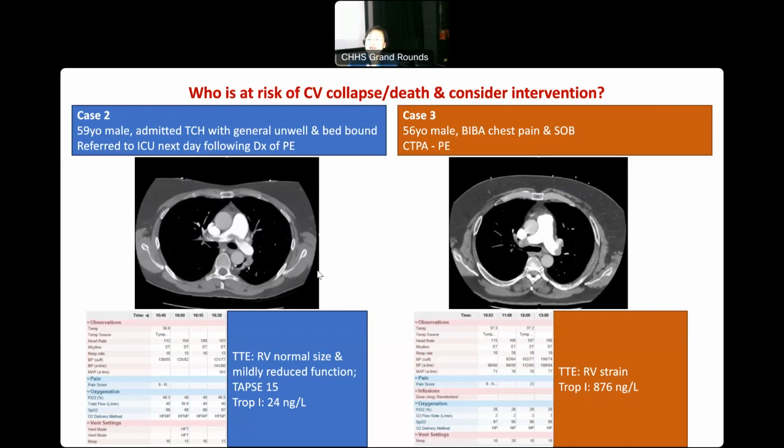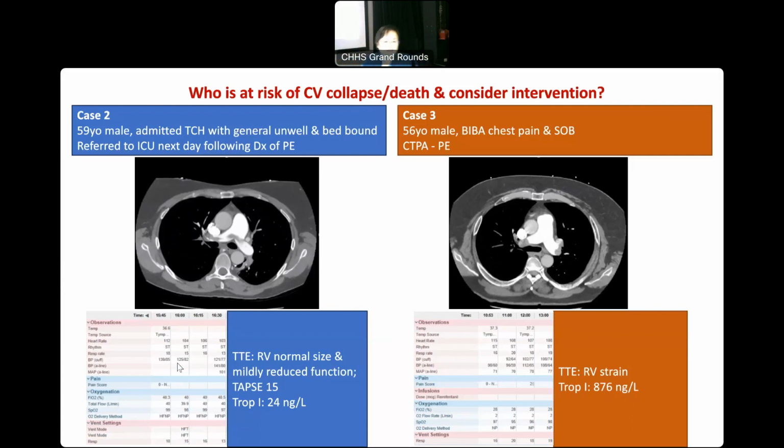What's the definition of intermediate risk? You're not high risk, you're not in obstructive shock, you're not in persistent hypotension, right? You're not high risk. Are you low risk? No, because you have a PESI score of more than 1. So you're intermediate. Agree with that?